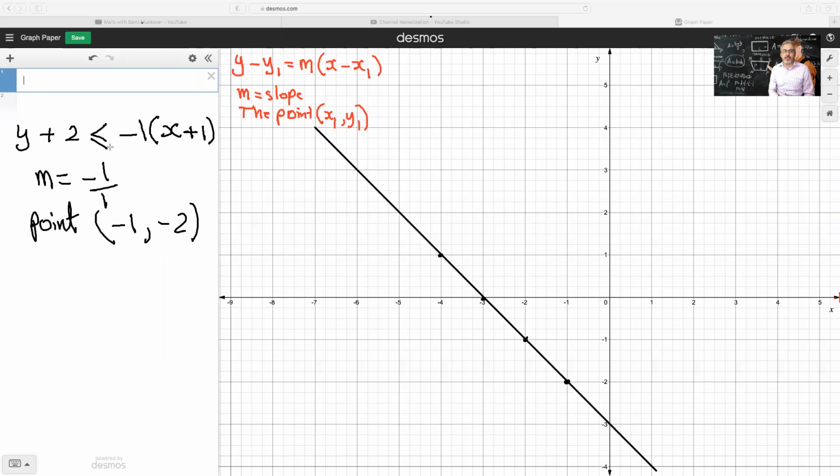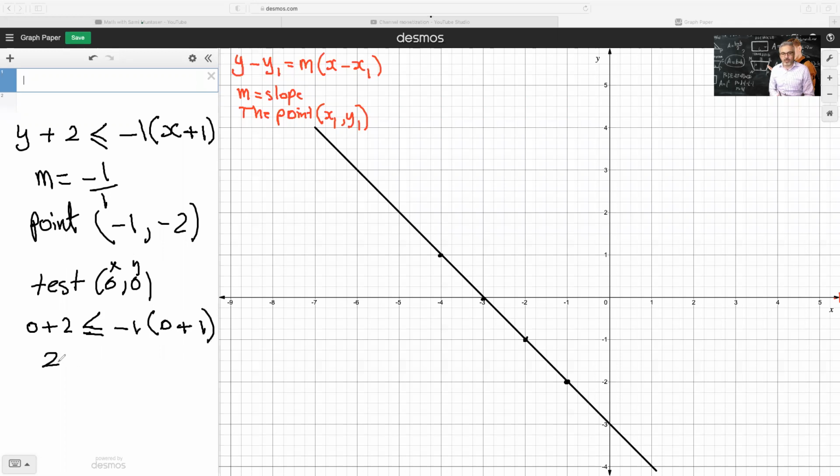Now the inequality means we have to shade. So the best point to test is 0, 0. So I'm going to test 0, 0 to find out where we're shading. So now test the origin, which is 0, 0. Substitute 0 for x and 0 for y. So we get 0 plus 2 is less than or equal to negative 1 times 0 plus 1.